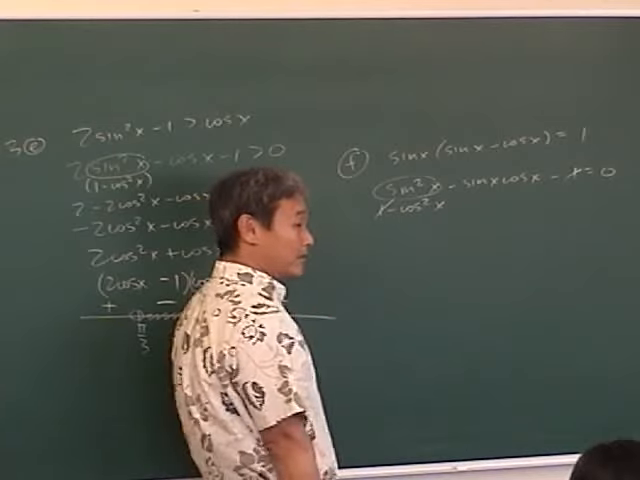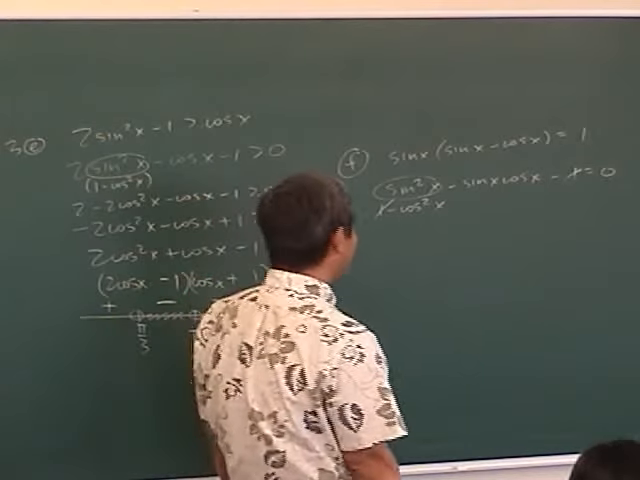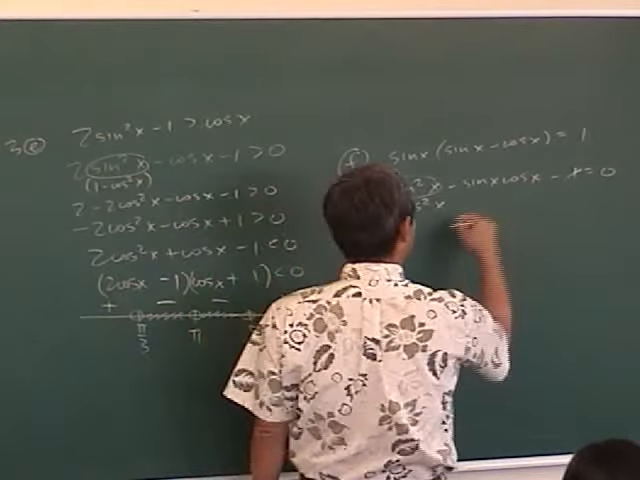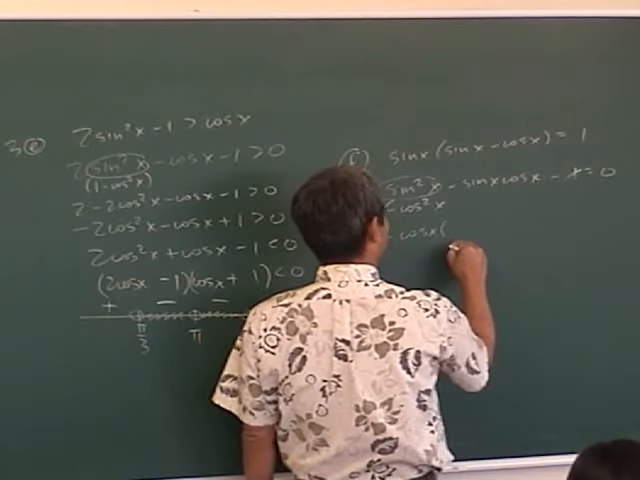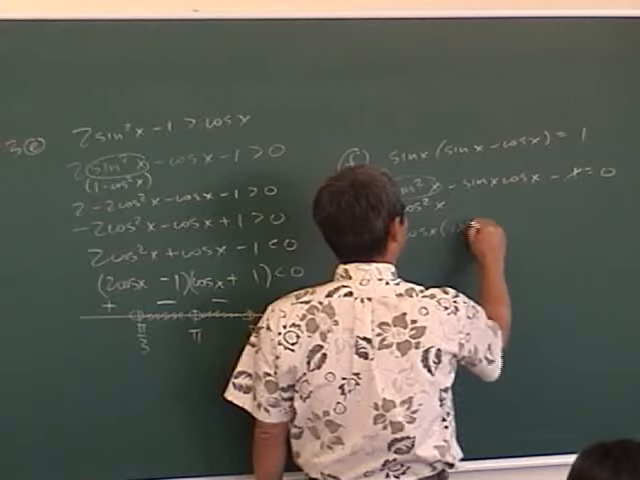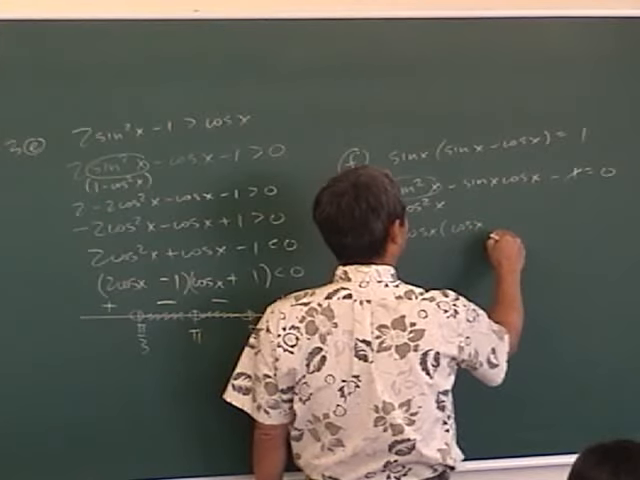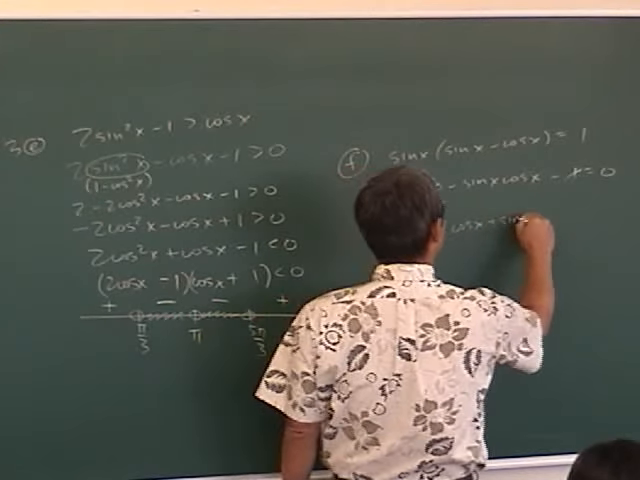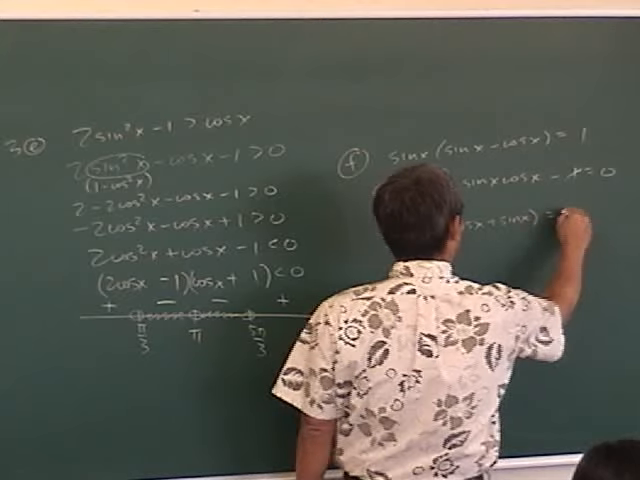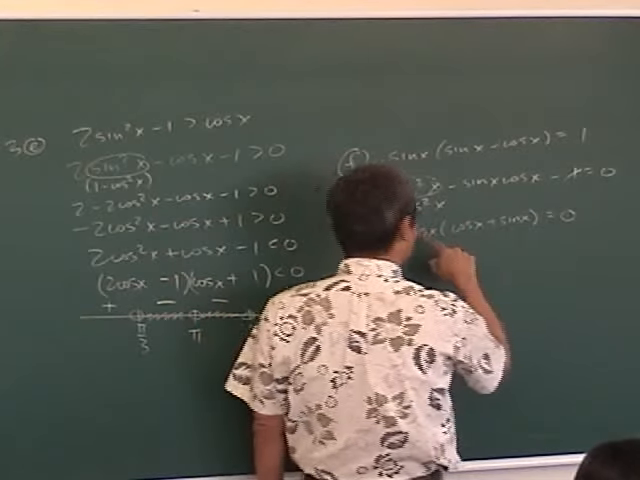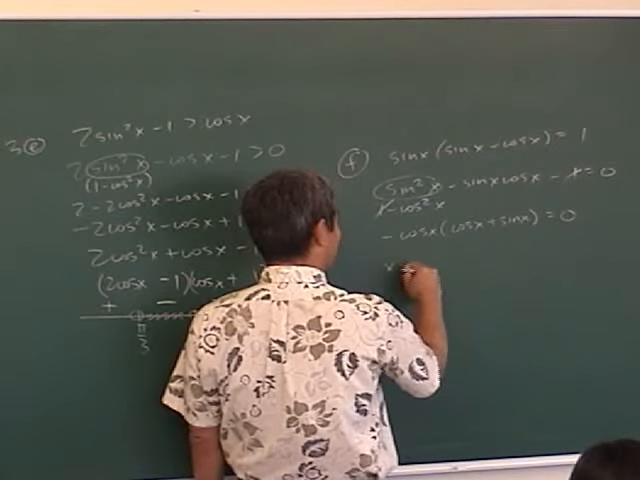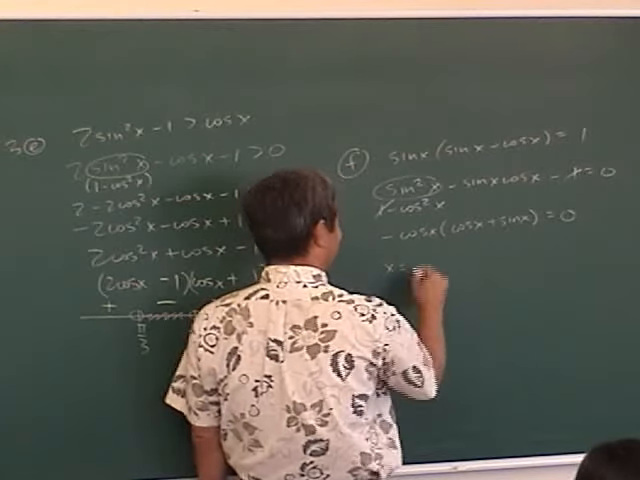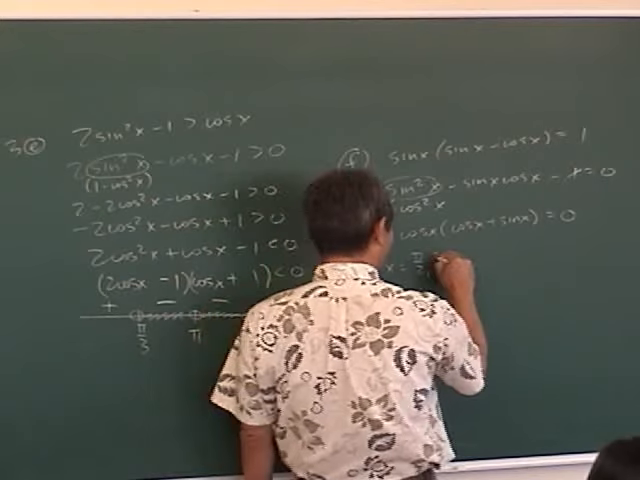Now is it factorable? Yeah, now you can factor. What can I factor out from this and this? A negative cosine x. And what's left? Cosine x plus sine x equals 0. So if something times something equals 0, that means either this is 0 or that is 0. So what makes this 0? Cosine of what is 0? Come on. Pi over 2, 3 pi over 2.